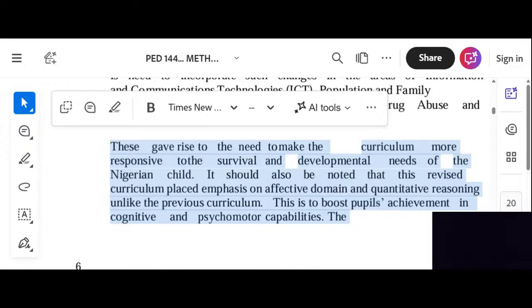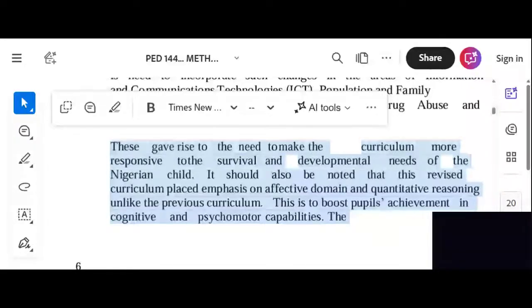That's what they're trying to say, that the new curriculum doesn't only teach them that 2 plus 2 is 4 or 3 plus 3 is 6. It also develops their affective domain and then their quantitative reasoning. Under quantitative reasoning, they learn how to compare prices of items before buying them. They can interpret graphs and tables when they see them. They can estimate the cost of something.